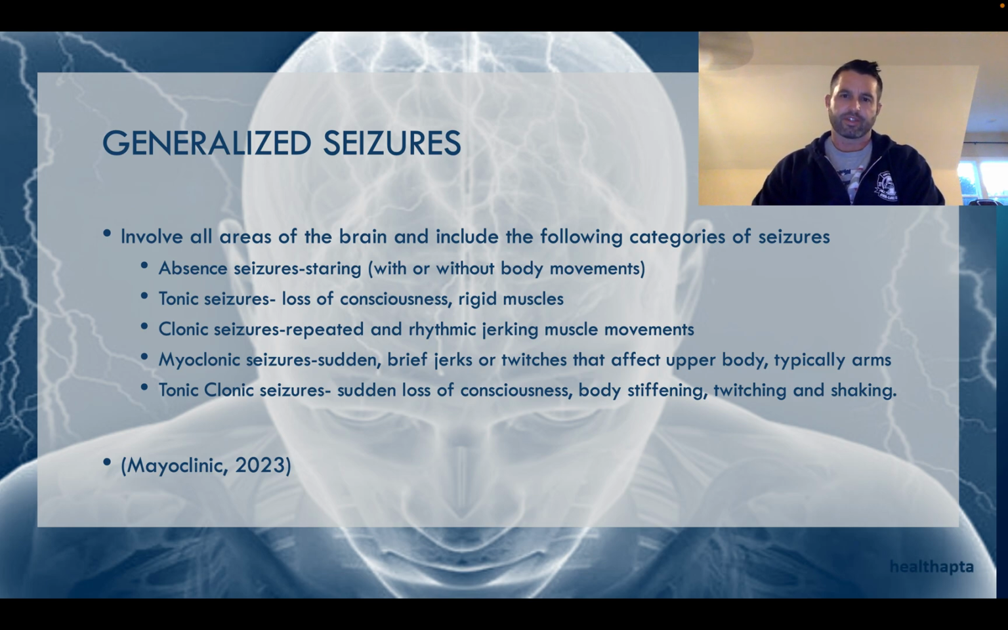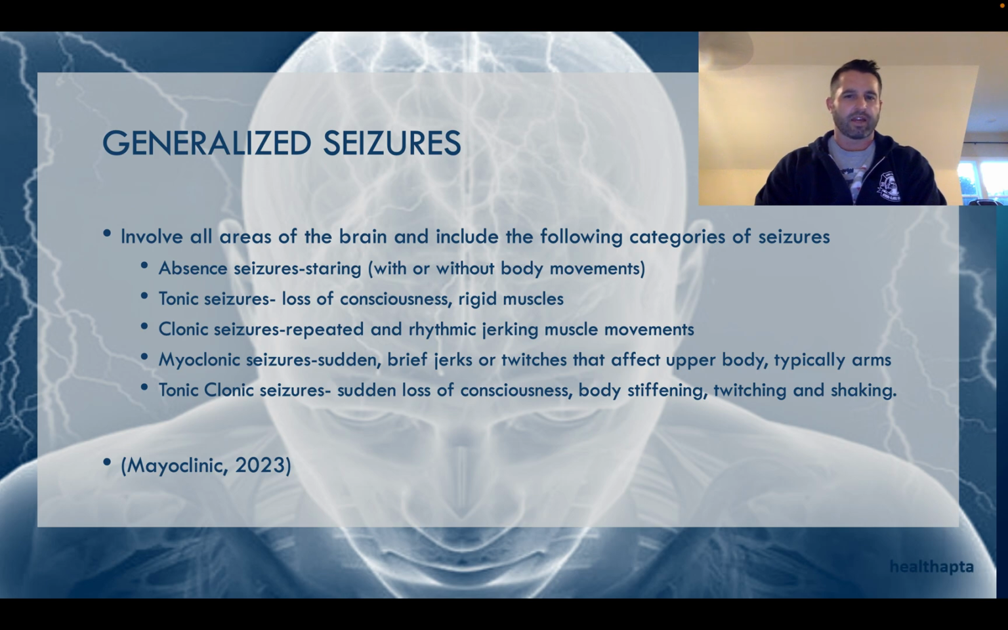The tonic seizures with a loss of consciousness is like the rigid muscles where they're stiff as a board and you can't bend anything. Your large muscle groups are contracting and making your body very stiff. The clonic is the actual rhythmic jerking. So some have just the jerking motions with the loss of consciousness.